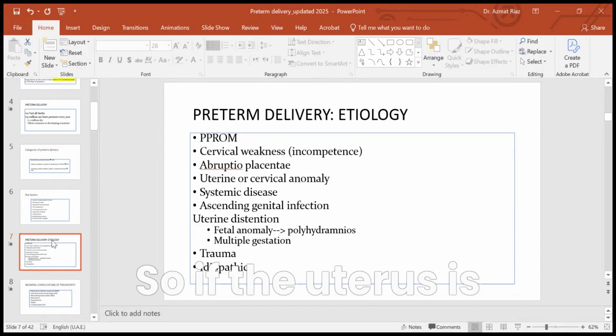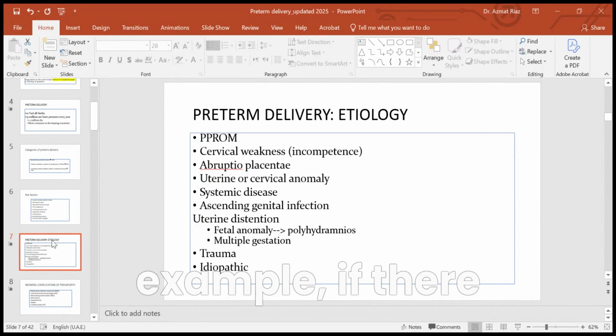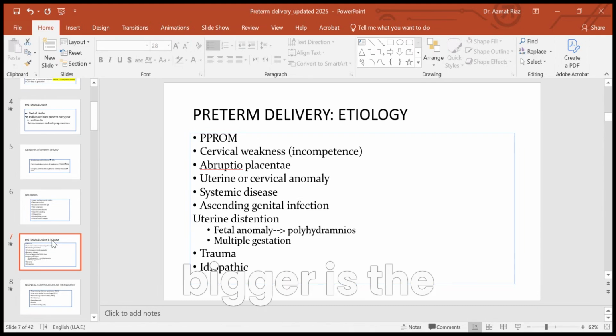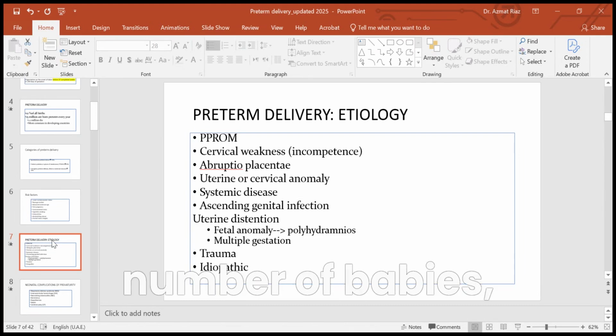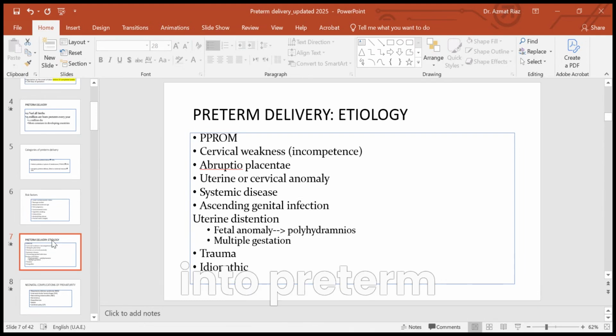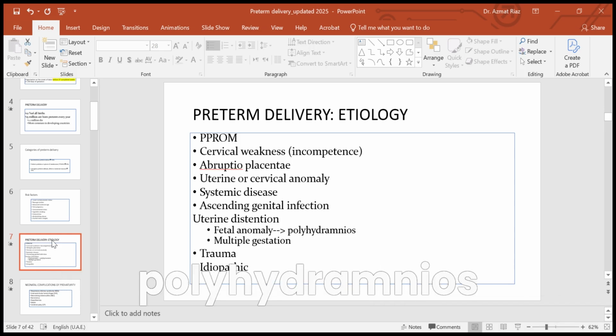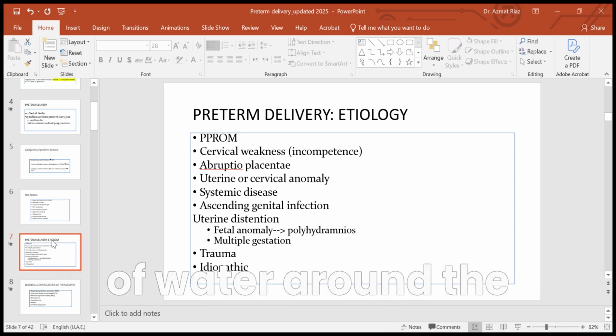So if the uterus is over distended, for example, if there are twins or triplets or quadruplets and so on, the bigger the number of babies, the more likely the woman is to go into preterm labor. Okay. Or if there is polyhydramnios, which means having a lot of water around the baby.